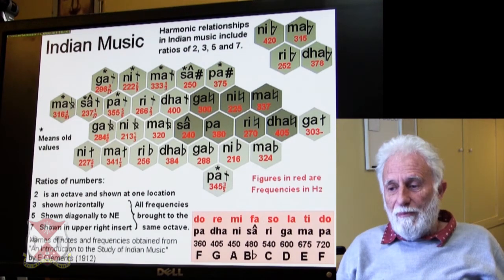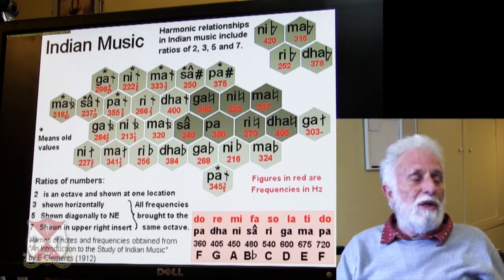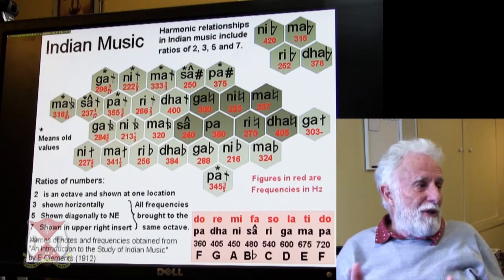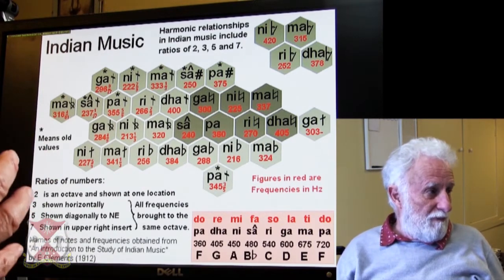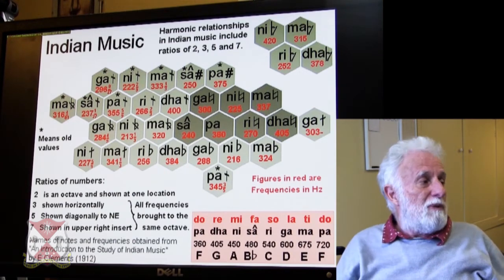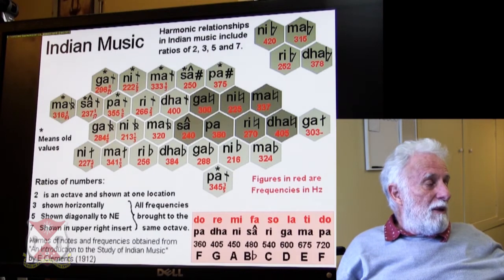So, for example, if we were to say in Western music, let's suppose middle C was 256 cycles a second. It's actually about 260, but just to make the calculations easy, we'll say 256. Yeah. Then the next C down would be 128. We halve it. Go down another one, 64, 32, 16, 8.